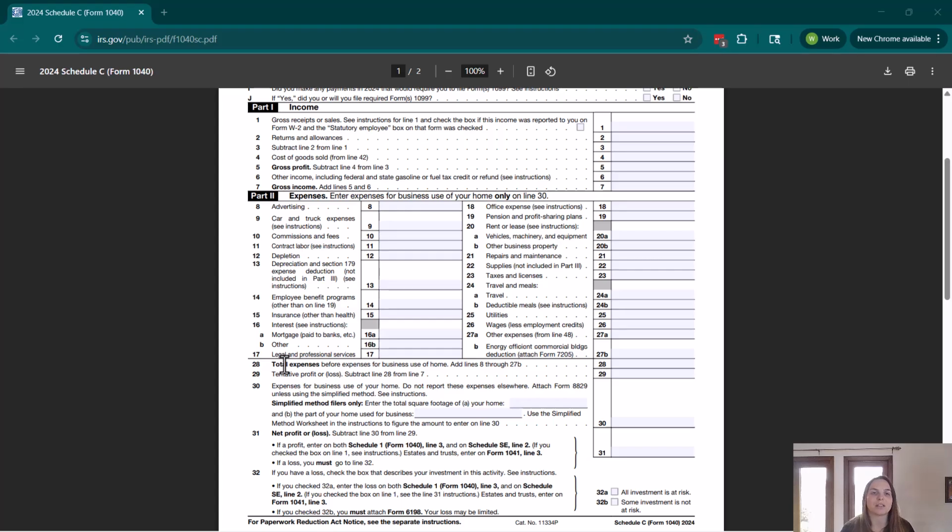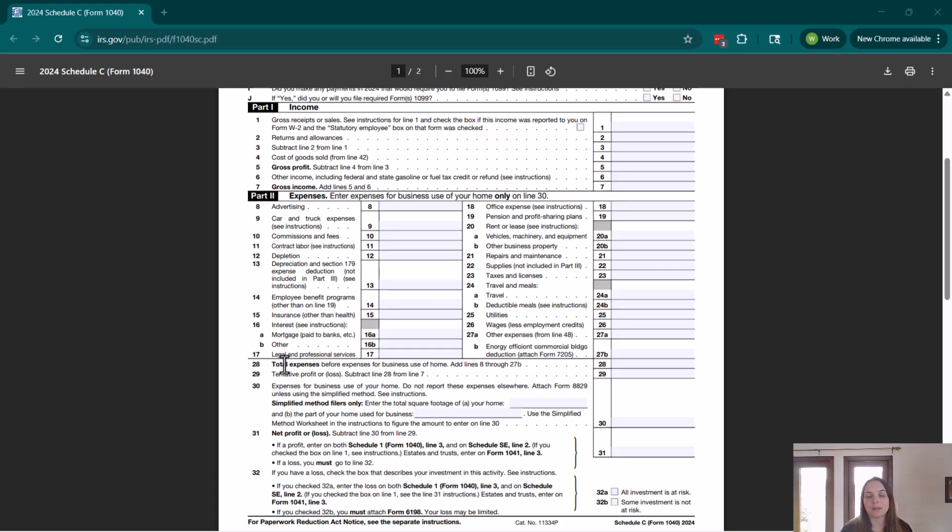Depletion and depreciation on lines 12 and 13. Those items I'm going to cover in a different video. Depreciation is a complicated topic, and there's a lot of different things that we can do, like bonus depreciation, section 179, all that good stuff. So I'm going to talk about that later. Employee benefit programs. These you want to separate out and show what you're paying as far as benefits. Insurance. This is other than health.